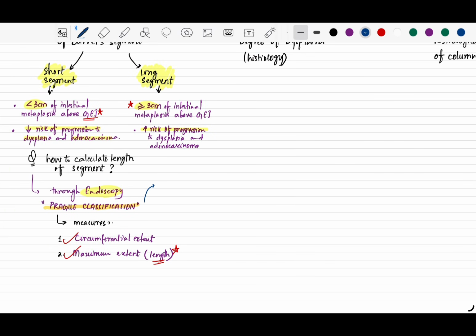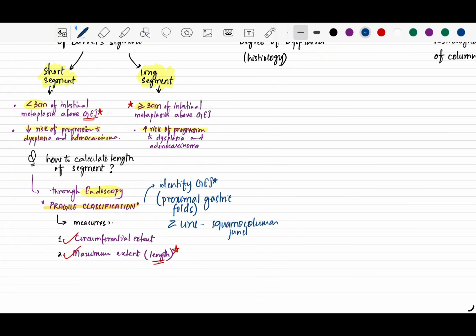We insert the endoscope and identify the gastroesophageal junction. And how do we identify it? We look for the proximal gastric folds, and we also look for the Z line, which is the squamocolumnar junction.